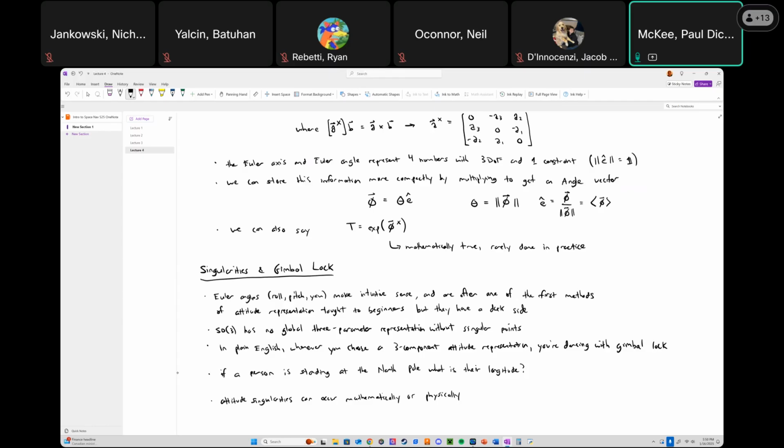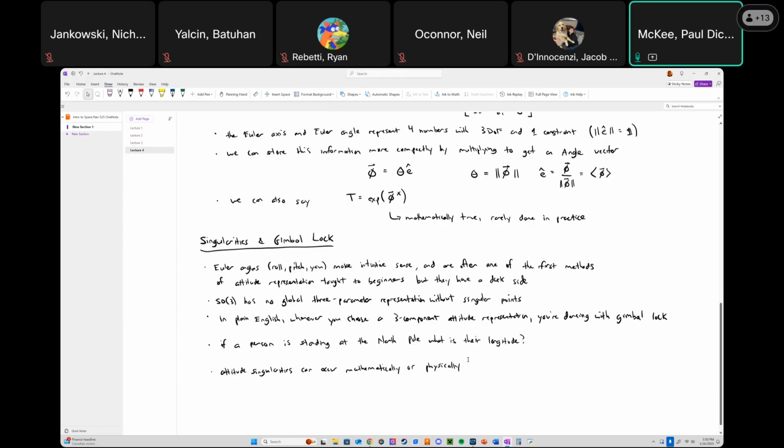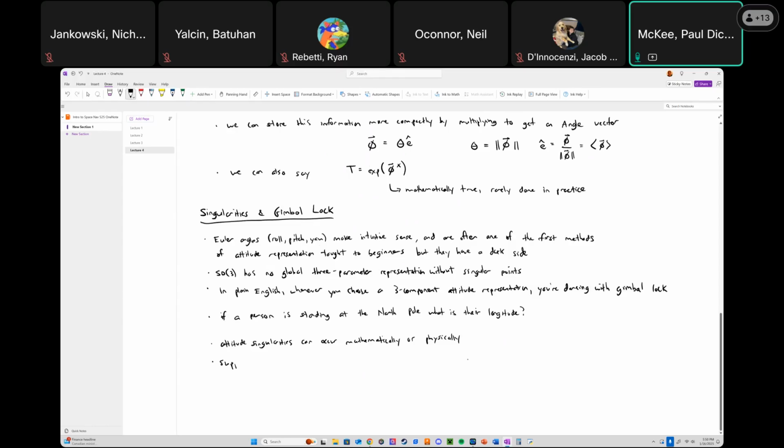Okay, so a spacecraft has a 3-axis gimbal used to measure its attitude with respect to inertial space. Okay. So the gimbal, you can think of it like this.